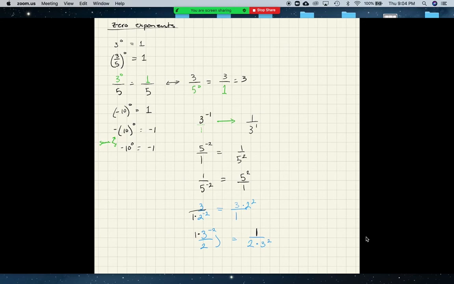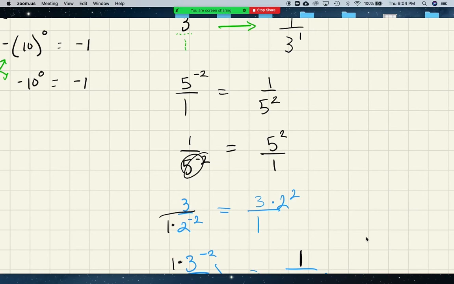Yeah. The negatives, if they're negative on the bottom, you can move them to the top and make it positive. But you can go backwards as well. Like 3 to the second over 5. That's the same thing as, because you can always do times 1, 1 over 5 times 3 to the negative 2. As long as, if I'm moving this to the other side, to the bottom or to the top, I have to change the sign of the exponent.